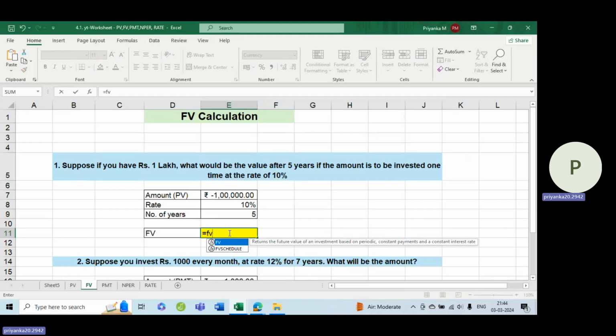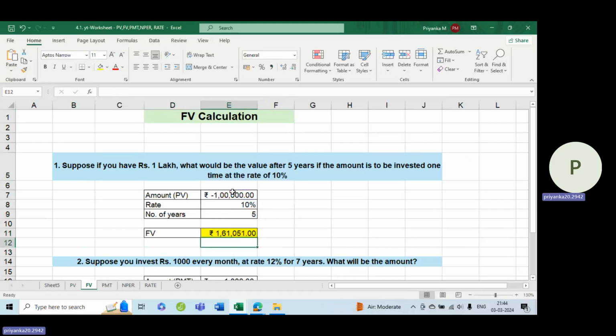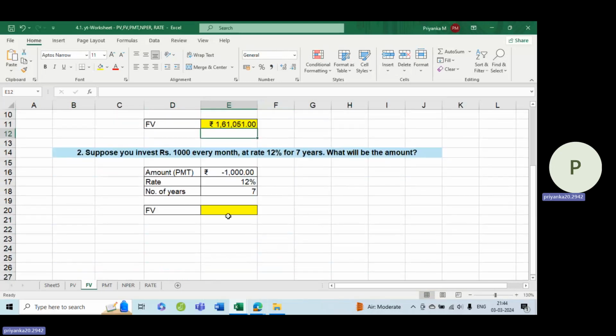future value, tab, my rate, comma, number of periods, comma, my PMT. So do I have a PMT here? No, we don't have a PMT. Just give 0, comma, my present value. Just give enter. So this is going to be the future value after 5 years. So can you all understand this? So next we'll move on to the next problem.